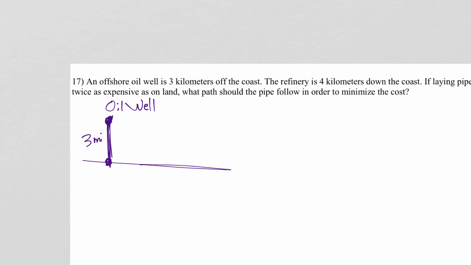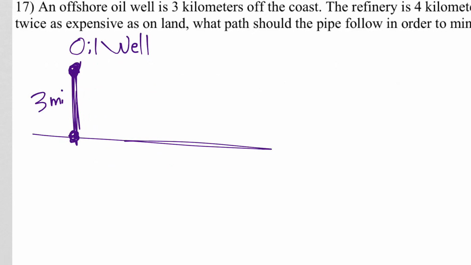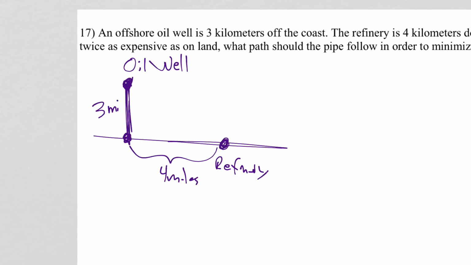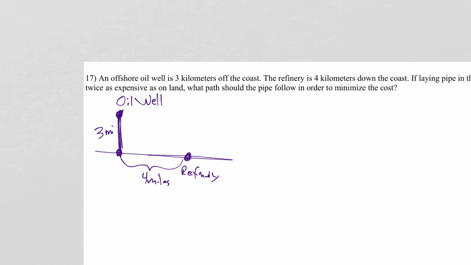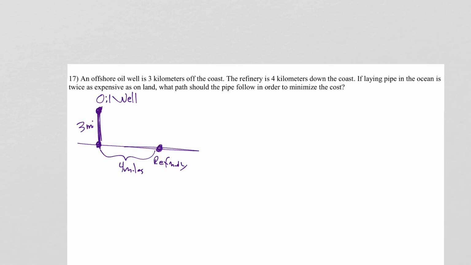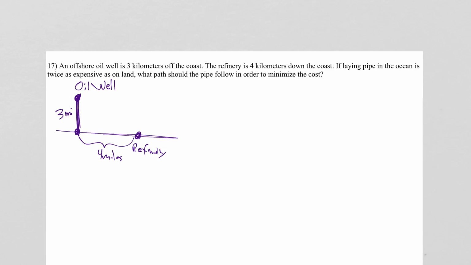And we're told that the refinery is 4 kilometers down the coast. So let's say that here is the refinery. And we know it is 4 miles away from that point where the oil well is perpendicular to the coast. And we're told this: laying pipe in the ocean is twice as expensive as it is on land. What path should the pipe follow in order to minimize the cost?